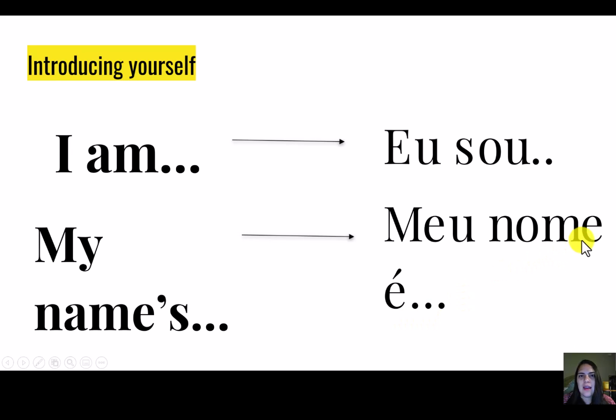Nome é. Same thing with eu. It's a closed sound. Eu. Eu sou. Meu nome é. So once you have the accent, that accent is going to make a difference, okay? It will make the sound open. Same thing with olá, é.